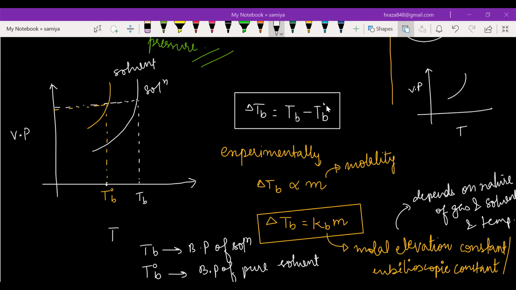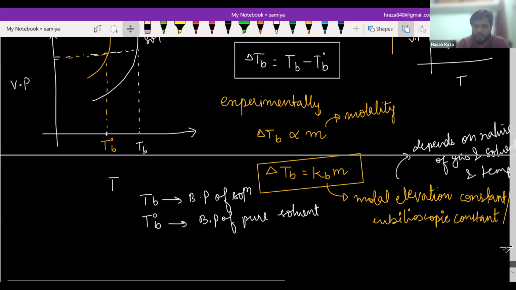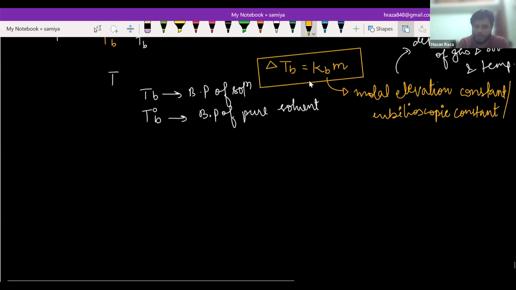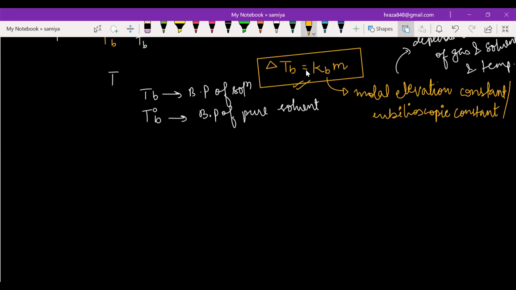Yes, ma'am. Okay. Tell me the unit of Kb. Can you calculate the unit of Kb? You have a formula, sir, it's easily calculated. kg mole raised to the power minus 1. No, wait a minute. Again, tell me. kg mole raised to the power minus 1.